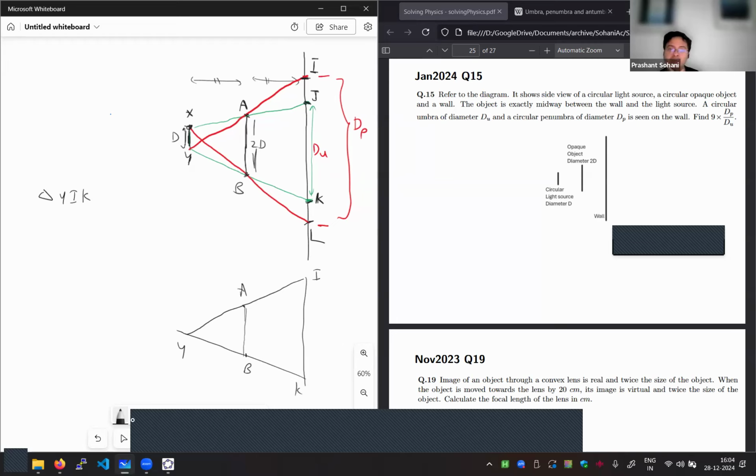So does this remind you of any property which you have studied in school? A and B are both midpoints in this triangle. So what is going to happen? Midpoint theorem, right? Because of the midpoint theorem, I can say that this segment AB is parallel to and half of the base IK. So if AB is of length 2D, then this base IK will be of length 4D.